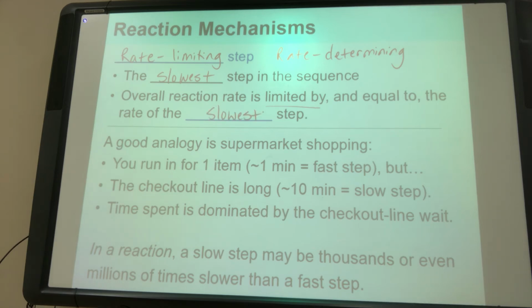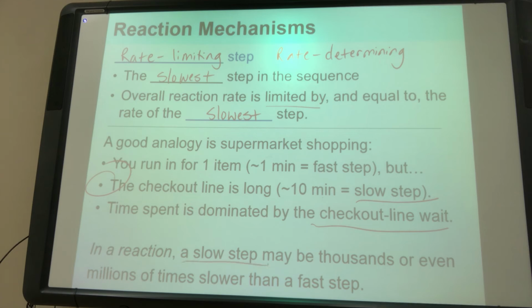All right, so let's look at this example. Here's a good analogy. Say I'm going to the supermarket and I need to run in. I can park my car and I can run really fast. Then I can run up to the item, grab my item, I can run up to the checkout line. But then I have to wait in line, and wait in line. So the thing that determines how long it took me in the grocery store is how long I had to wait in the checkout line. So my slow step is my rate determining step. That's the step that determines how fast the reaction is.